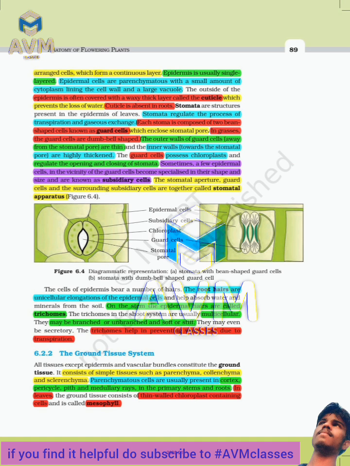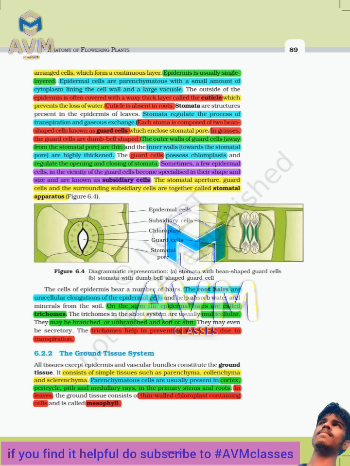Epidermis is usually single-layered. Epidermal cells are parenchymatous with a small amount of cytoplasm lining the cell wall and a large vacuole. The outside of the epidermis is often covered with a waxy thick layer called the cuticle, which prevents the loss of water.